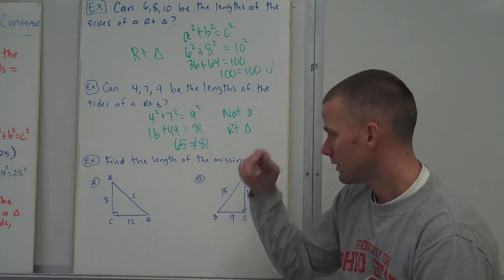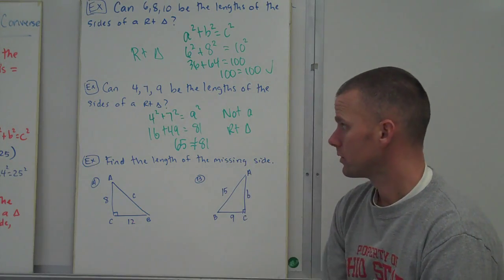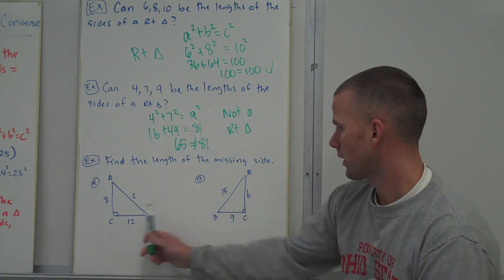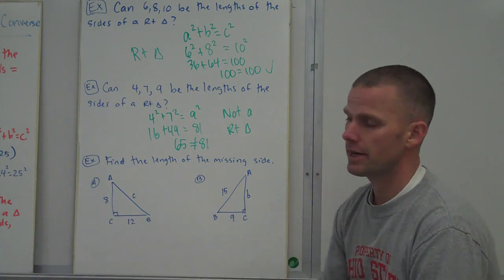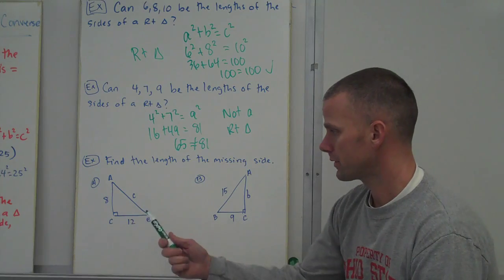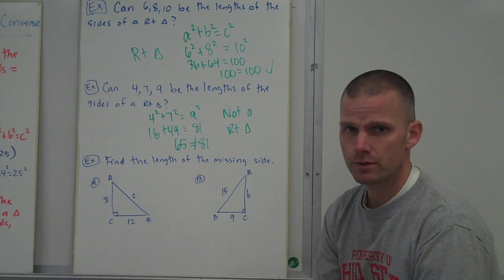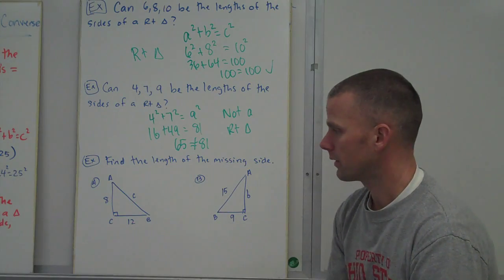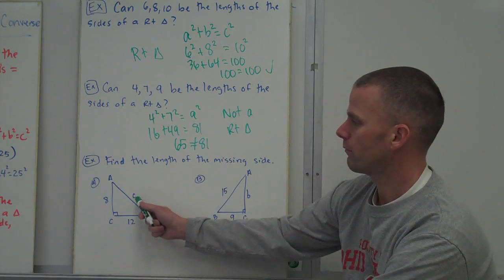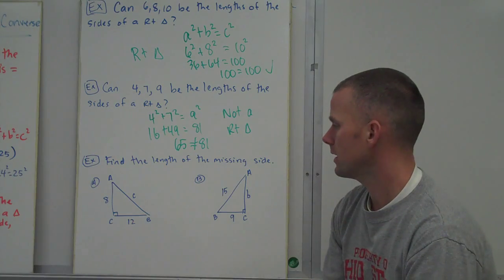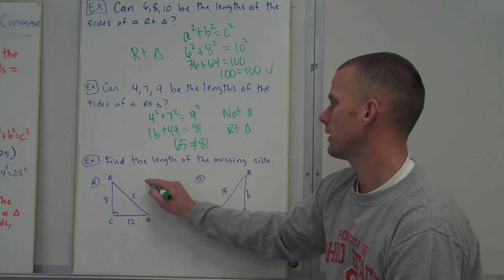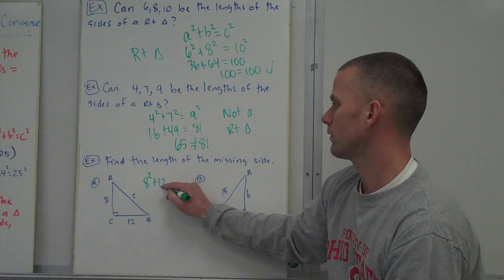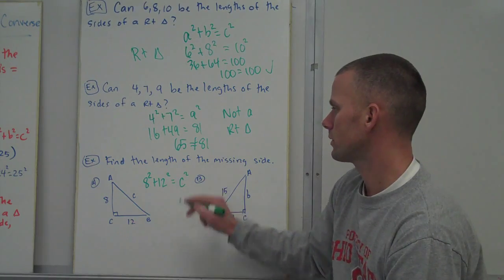The last two examples that we've got here on this board are right triangles where we know two side lengths, and we want the length of the third side. Anytime you know two sides of a right triangle, you can always find the third side by using the Pythagorean theorem. Here the side I'm looking for is my hypotenuse, so that's C. So I know that 8 squared plus 12 squared has to equal C squared.